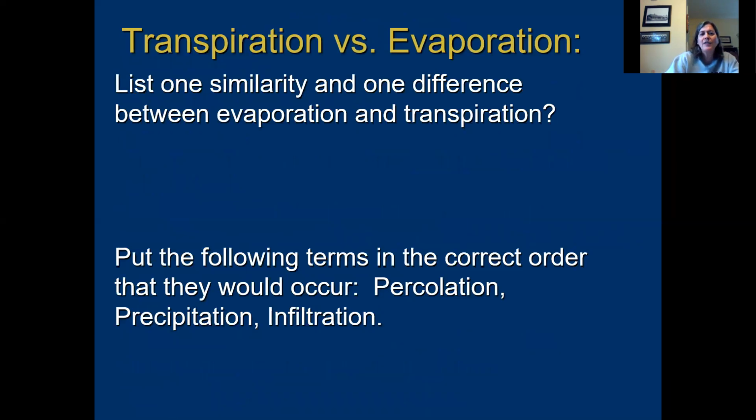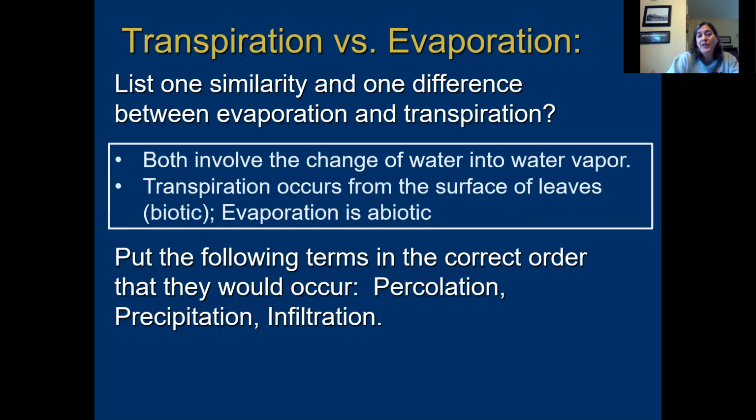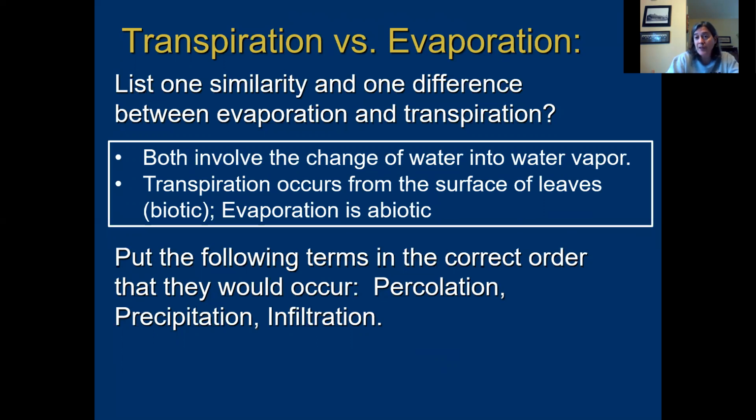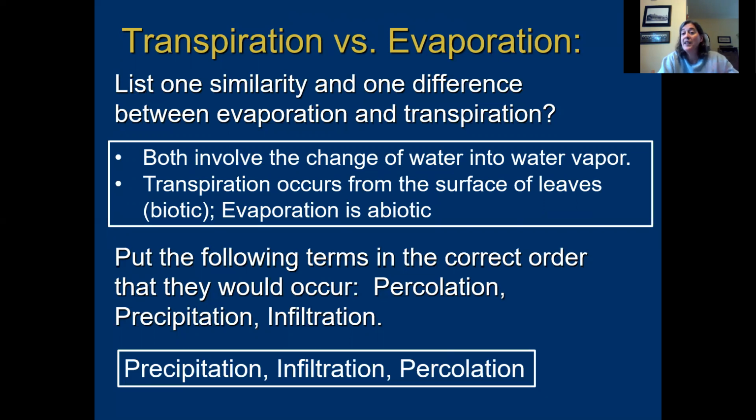So again, just as a review, the similarities and differences between transpiration and evaporation. They both involve changing water into water vapor, so going from liquid to gas. Transpiration very specifically refers to what happens on the surface of leaves. Evaporation is an abiotic process, transpiration a biotic process. And for the next one, to put those in the right order: percolation, precipitation, and infiltration. You would need to get the precipitation down on the ground first, then infiltrate, getting that water into the ground, and then percolation, moving that water through the ground.